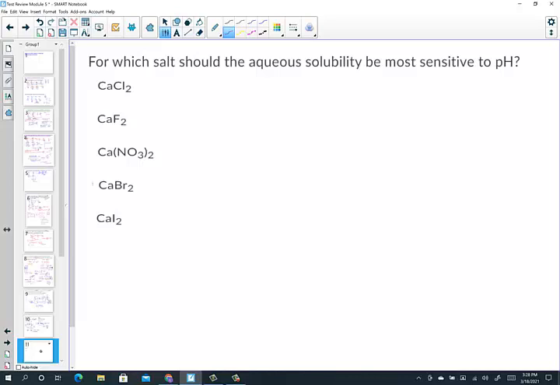Which salt should have the aqueous solubility most sensitive to pH? Here's a list of salts. Last module, we talked at length about the hydrolysis of salts. I can get rid of the first name because it's identical in all of these compounds.